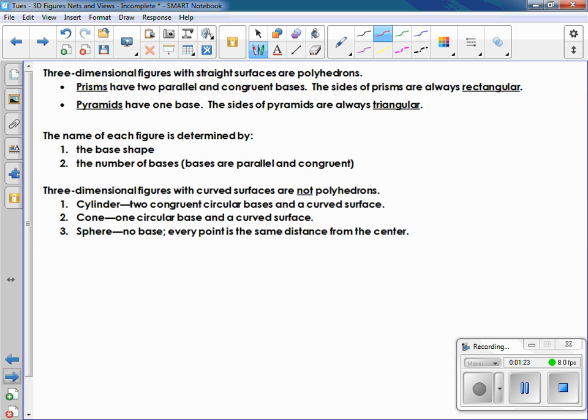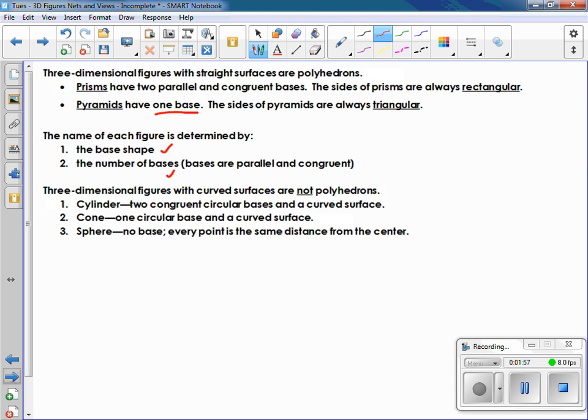So moving on to the three-dimensional figures. Three-dimensional figures with straight surfaces are called polyhedrons. Prisms have 2 parallel and congruent bases. Parallel means that they will not intersect each other. The sides of the prism will always be rectangular. Pyramids only have 1 base, and the sides of those are always triangular. So we're going to name each figure by its base shape and the number of bases it has. Meaning if it has 2, it's going to be a prism. If it has 1, it's going to be a pyramid.